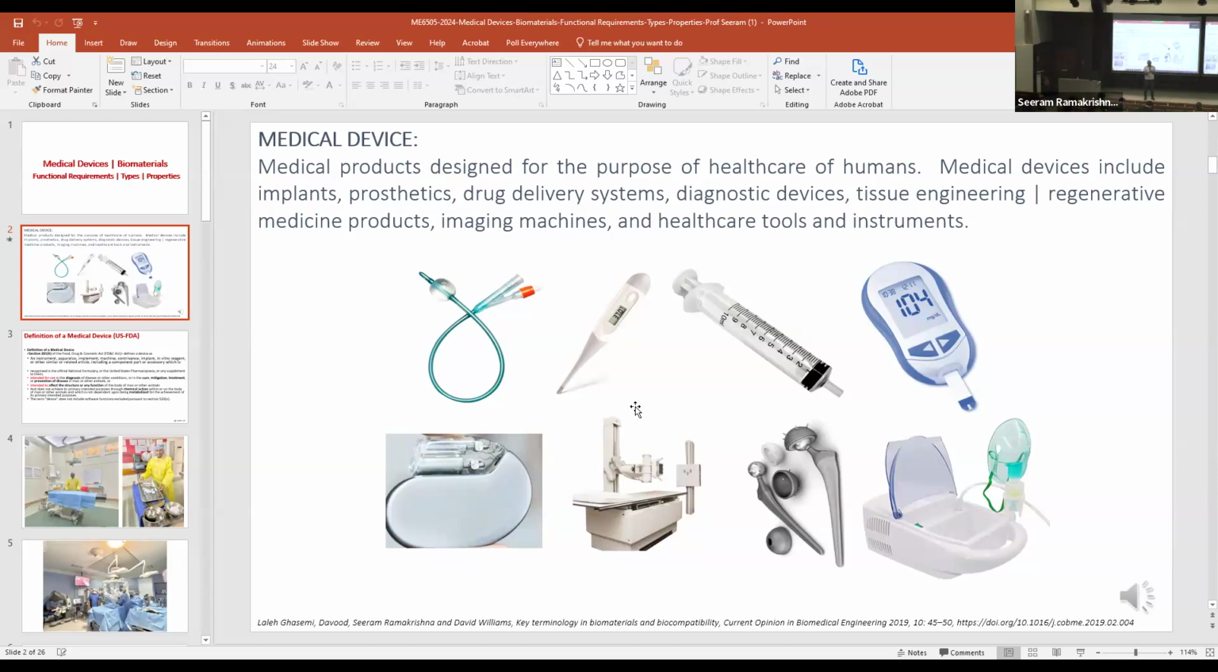That's the most simplified way of saying what a medical device is. What we are saying is it's a medical product designed for the purpose of health care of humans. So any device that is purposely designed for the better healthcare outcome of human beings.